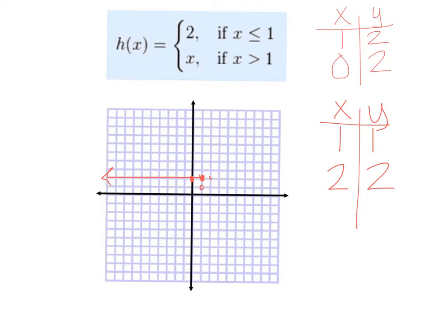And normally we would use a straight edge for this to make sure that our line ends up going through the correct points. Okay, and that is it. That's how we graph our piecewise function.